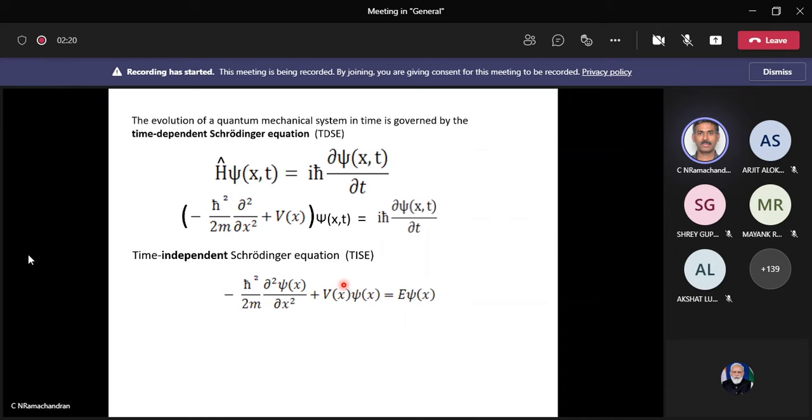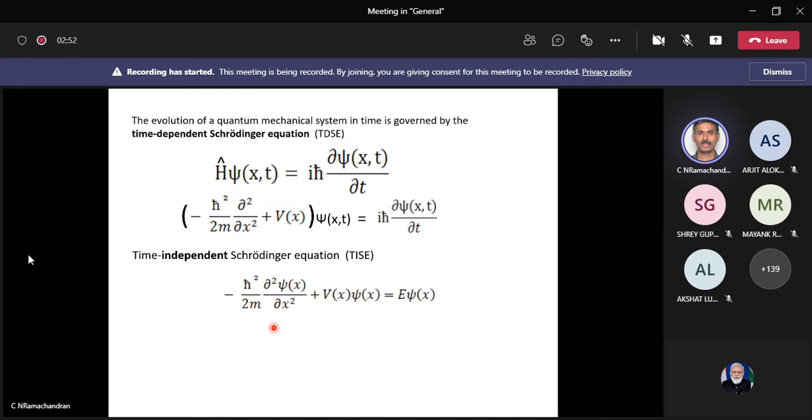As usual, this is the kinetic energy plus potential energy part. But what I did was take psi for both the kinetic energy part and the potential energy part. That means minus h cross square by 2m d square by dx square psi of x plus V of x psi of x equal to E psi, the energy. This is the time independent Schrodinger equation. There is no time parameter here. So these are two forms of the Schrodinger equation.